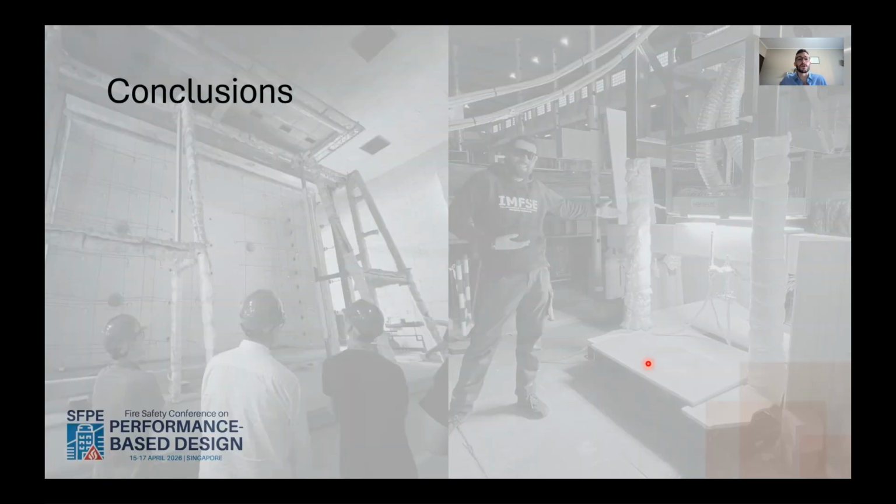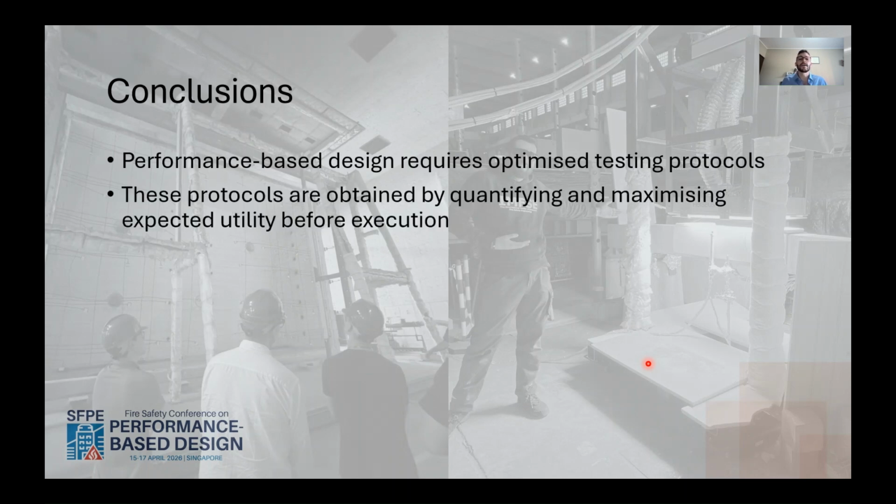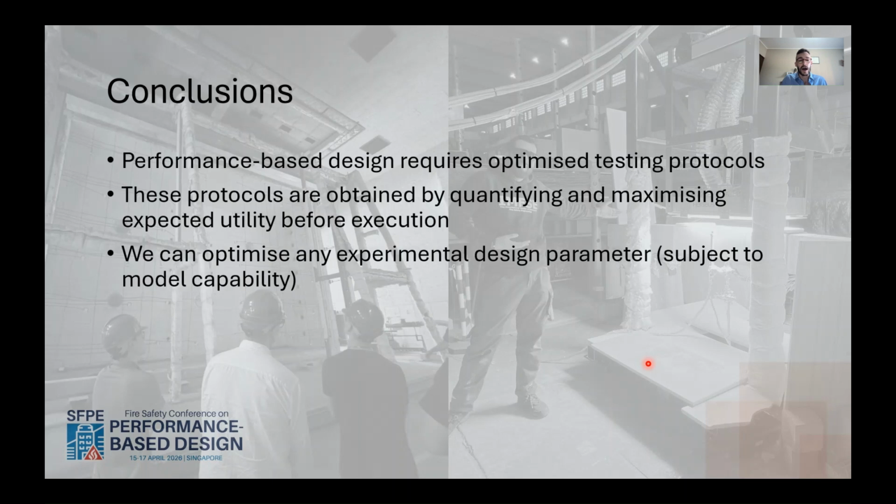So this leads me to the conclusions of my presentation. We saw that performance-based design requires optimized testing protocols, which can be obtained by quantifying and maximizing the expected utility before execution. And I showed you a methodology that you can use to perform this analysis. And finally, we can optimize any experimental design parameter we want as long as we have a model which is able to take into account the effect of that design parameter on the potential outcome of your experiment.